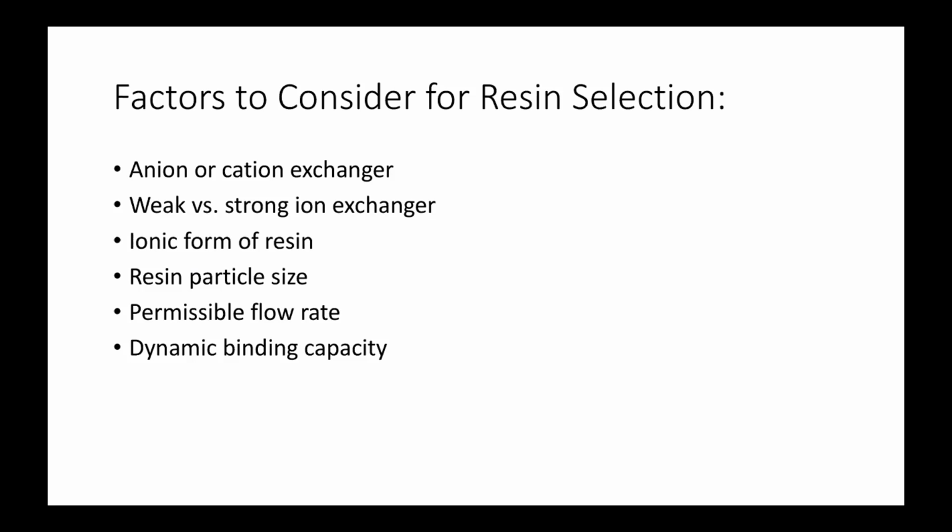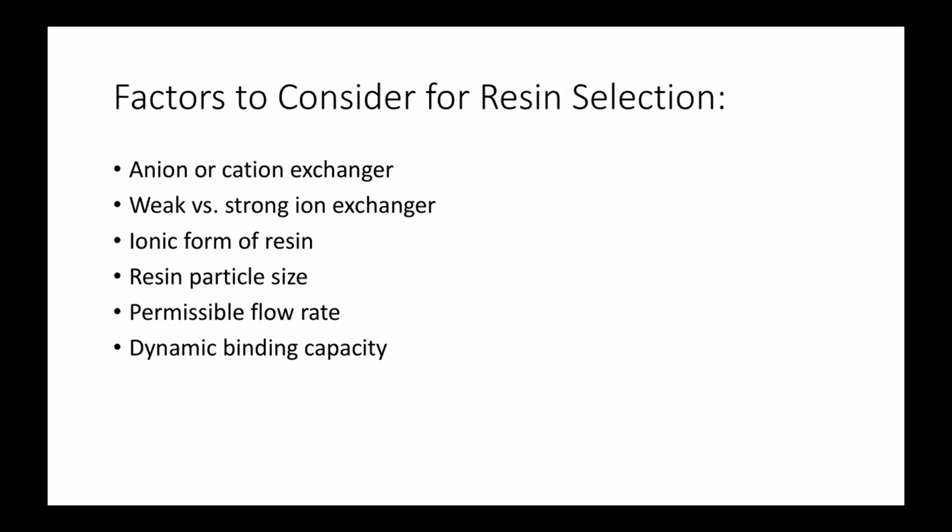The next thing is the ionic form of the resin. Like I mentioned earlier, sodium and chlorine are the most common counter ions. You have to consider the ionic strength of the resin versus what you're trying to isolate. And so that'll play a part in that.